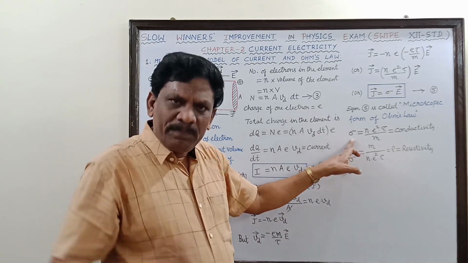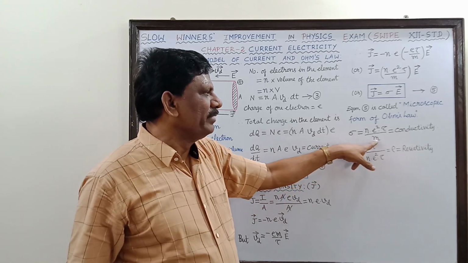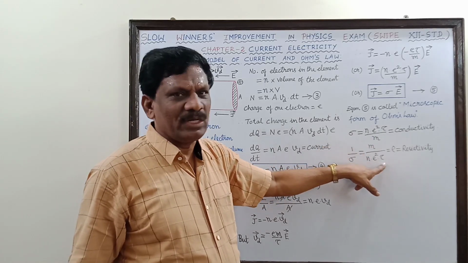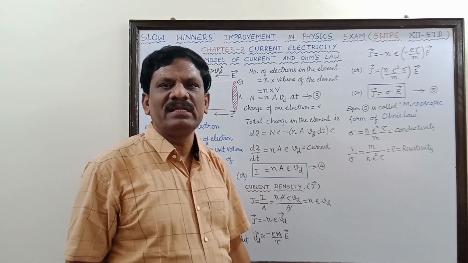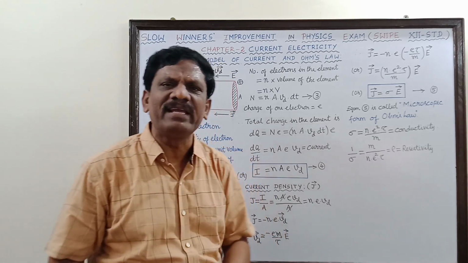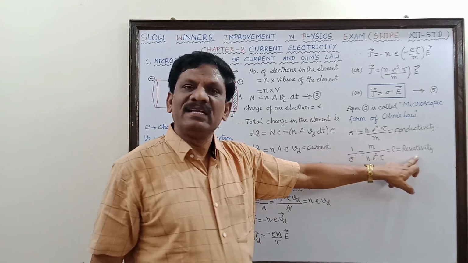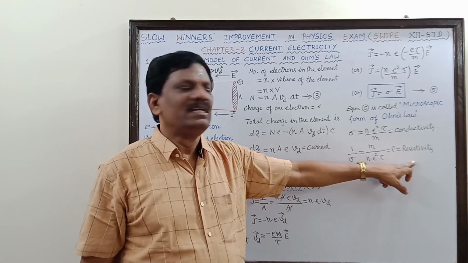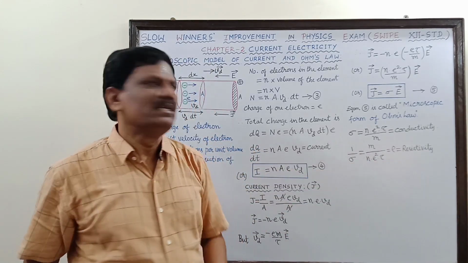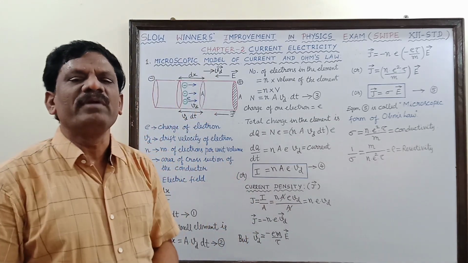If you take the reciprocal of conductivity, 1 by sigma, it will become m divided by n e square tau. That is represented by the symbol rho. Rho is a familiar term for us, is it not? Rho is called what? Specific resistance of the material, which is otherwise called what? Resistivity. Understand that? So this equation J equal to sigma E is called the microscopic form of Ohm's law.